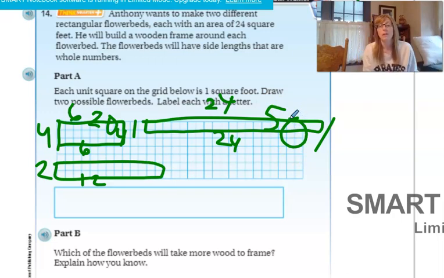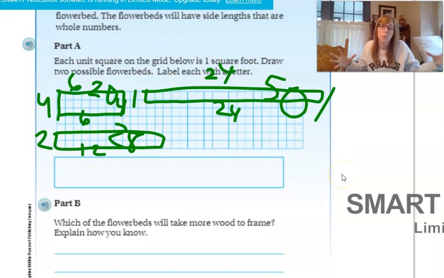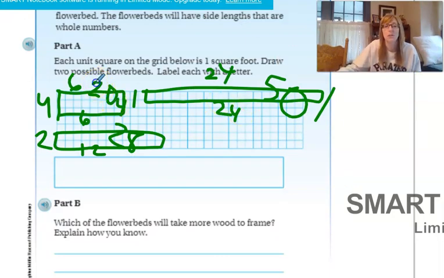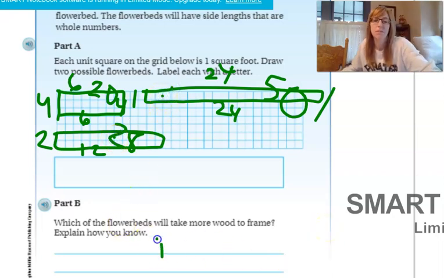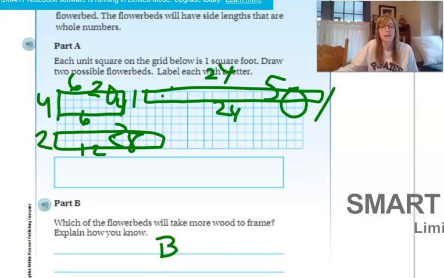Wow. Just think how much that's going to cost compared to the other one. And then the other one is 12 and 12 and 2 and 2. So you have 12 plus 12 is 24, plus 2 is 26, plus 2 is 28. So obviously the one that has the longest sides is going to have the biggest perimeter, which is going to take more wood. So if we label this A, B, or C, B definitely would be the one that takes the most.